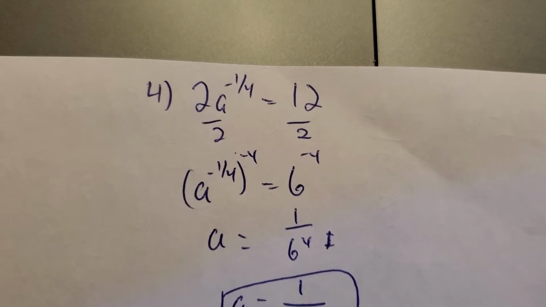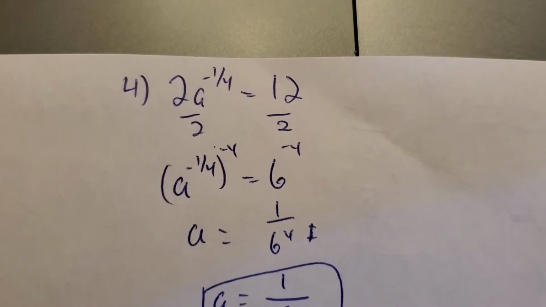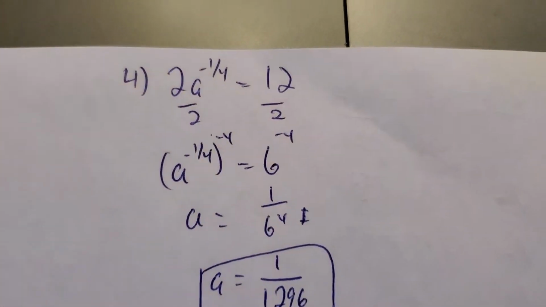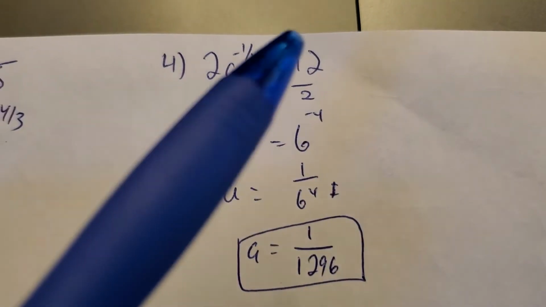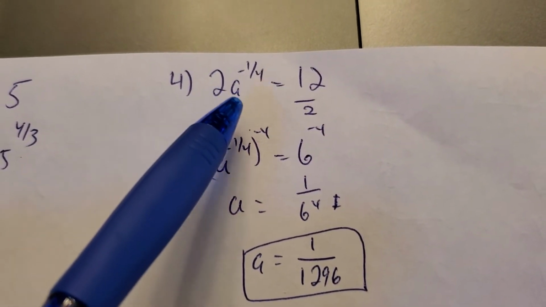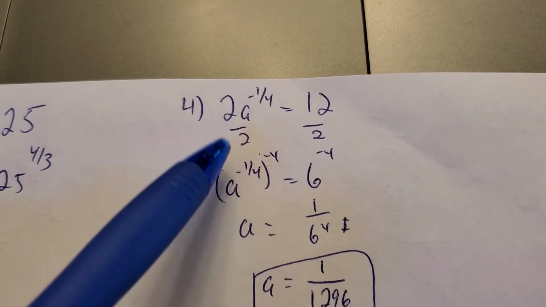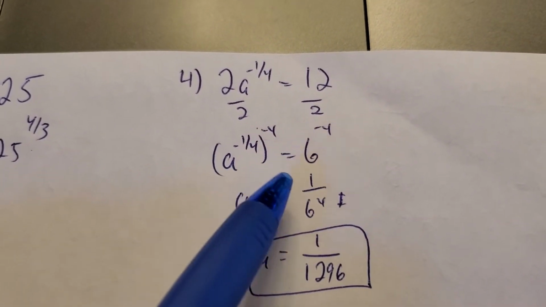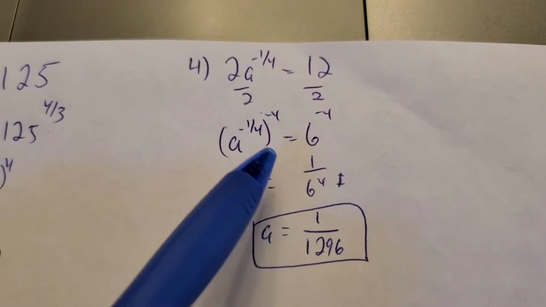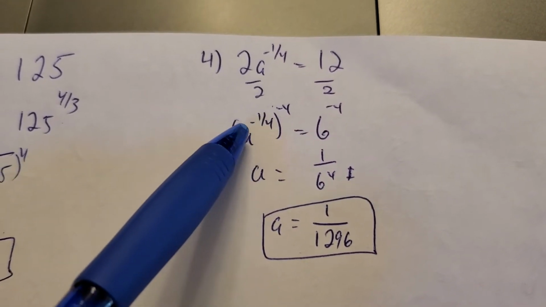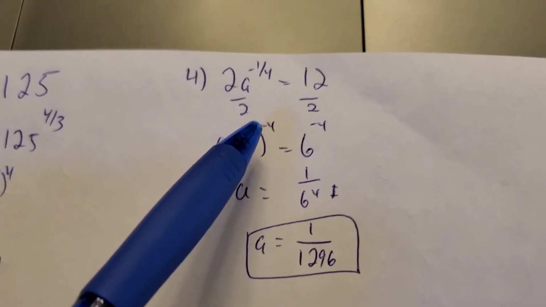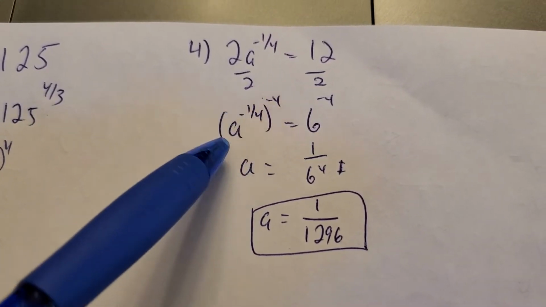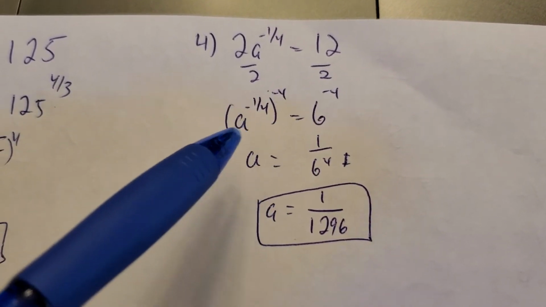For number 4, it's 2a to the negative 1/4 power is equal to 12. Now just the a is being raised to that power of negative 1/4. So we have to isolate the a by getting rid of that 2. We divide both sides by 2. We get a to the negative 1/4 power is 6, because 12 divided by 2 is 6. We take the reciprocal of negative 1 over 4, which is negative 4 over 1, or just negative 4. So we raise both sides to the negative 4th power.